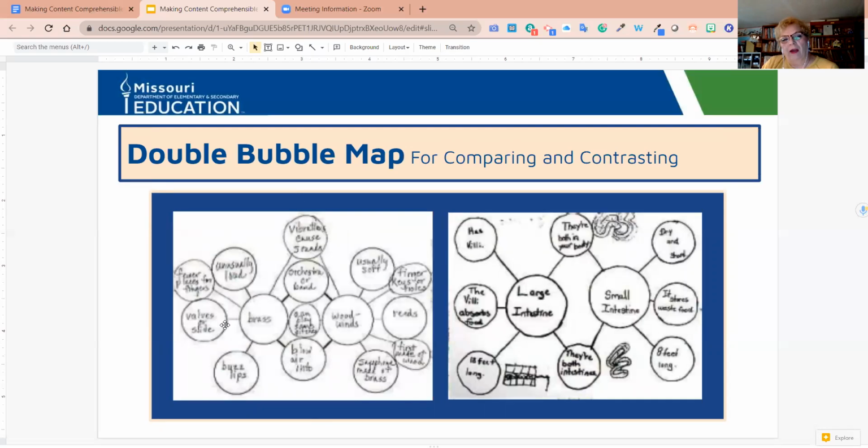And then for comparing and contrasting, we'd make double bubble maps, where like this one is the large intestine and the small intestine. So we'd find things that were shared and then things that were unique to their characteristics. I think this one's brass and woodwinds. That one was for music.